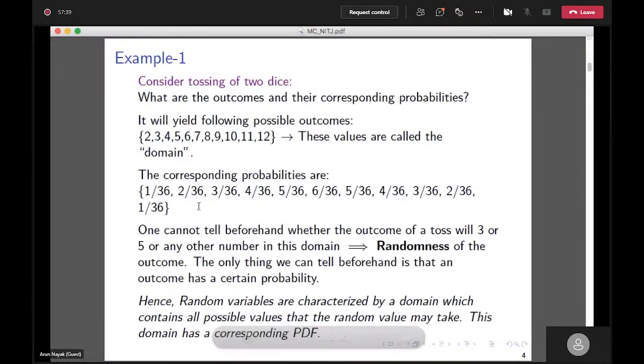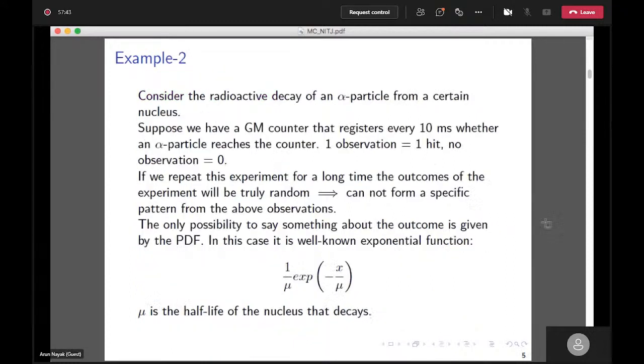So this defines your PDF, this probability distribution. I can give another example, this one from physics. Consider, say, a radioactive decay of an alpha particle from a certain nucleus. If we have a detector, in this case we can detect them using, say, a Geiger-Müller counter.